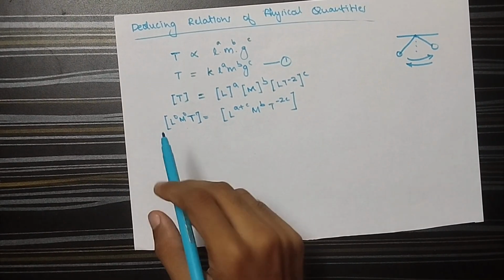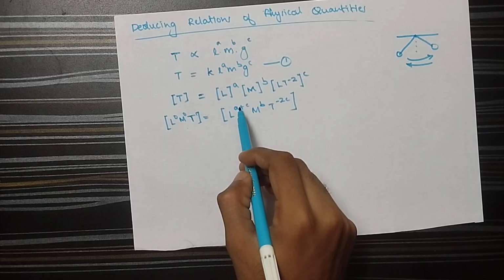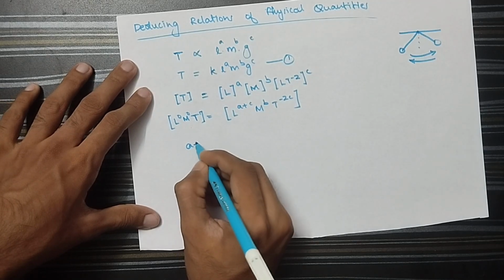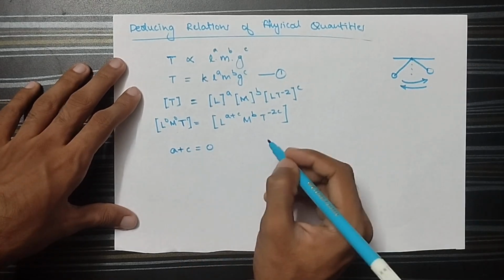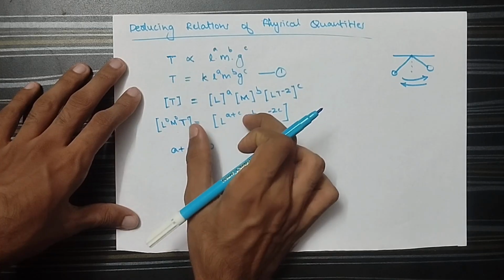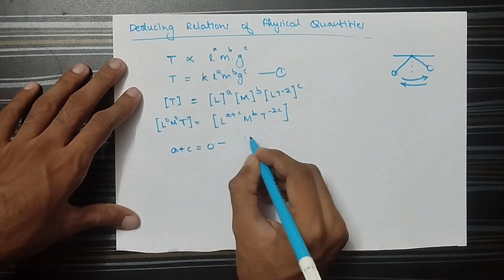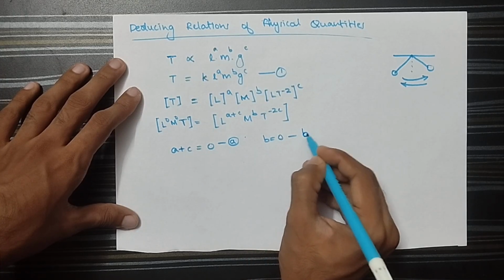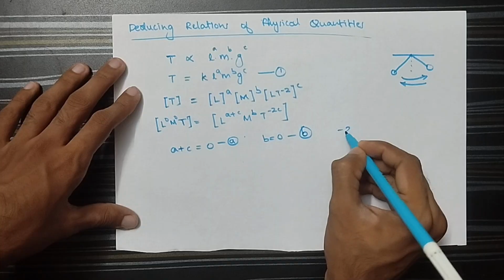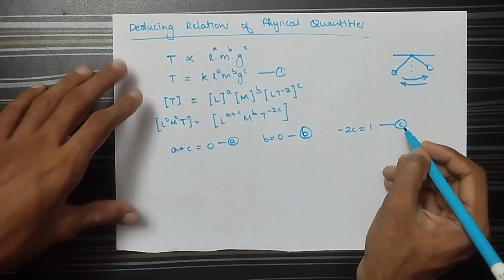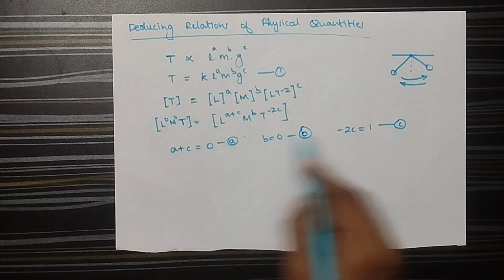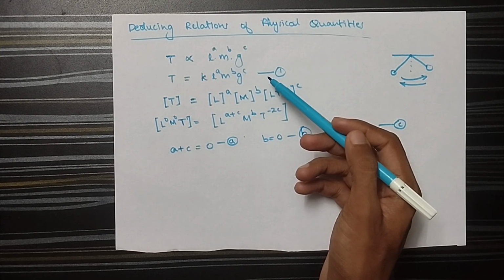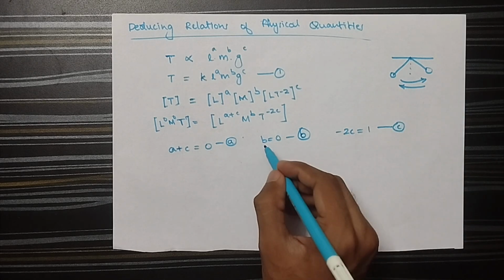Now we can equate it. If we look at it properly, we have L here, L here. The exponents are a bit different. So if we equate the exponents, we can write a plus c is equal to 0, right? And if we equate M and M, we have b equal to 0. This is our equation A. b equal to 0 would be our equation B. And if we equate the T exponents, minus 2c equal to 1, this is our equation C, right? Now we have to solve these equations, find a, b, c, put them in the first equation which we found, and then get the expression. Easy, right?